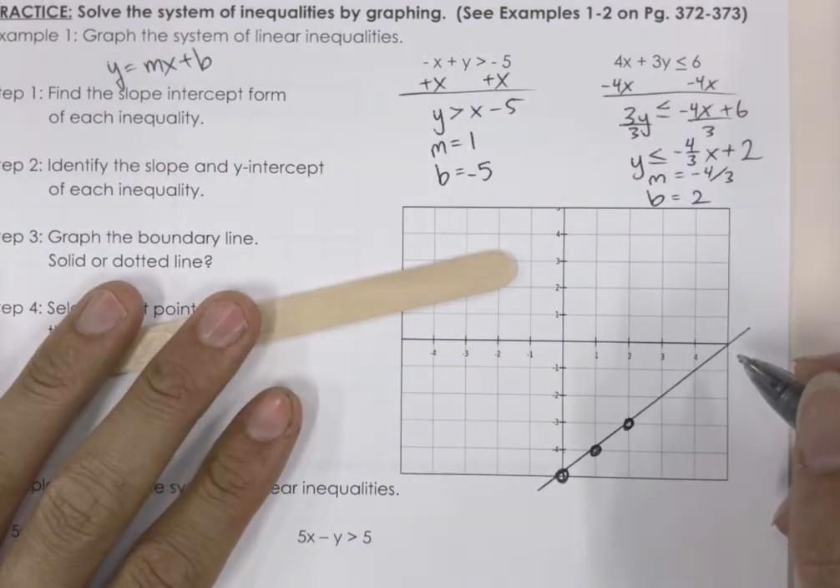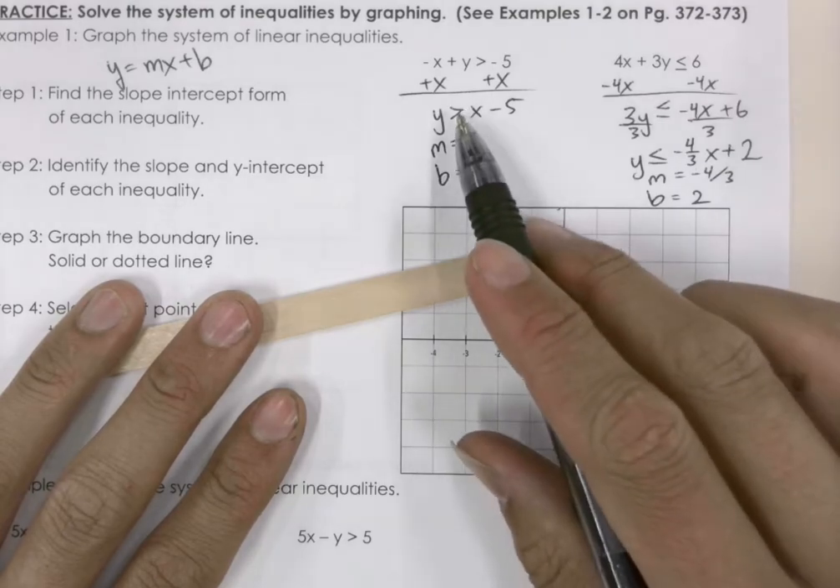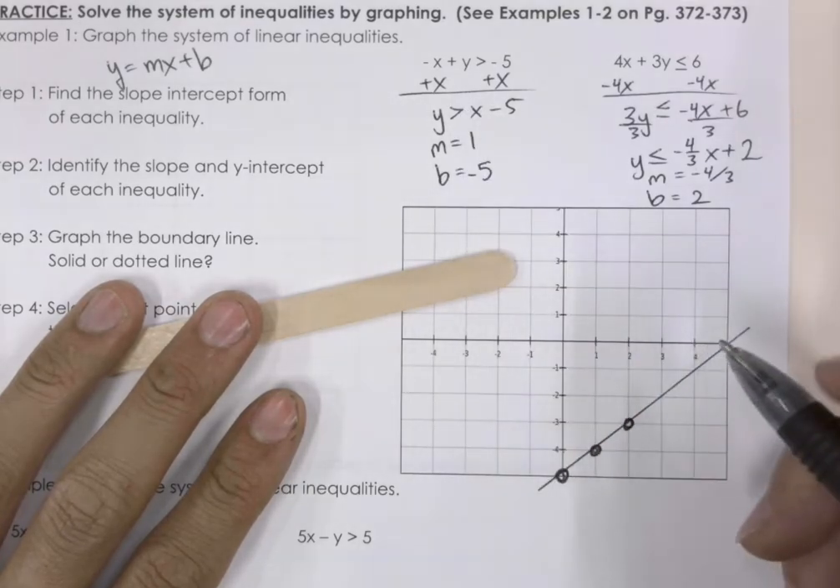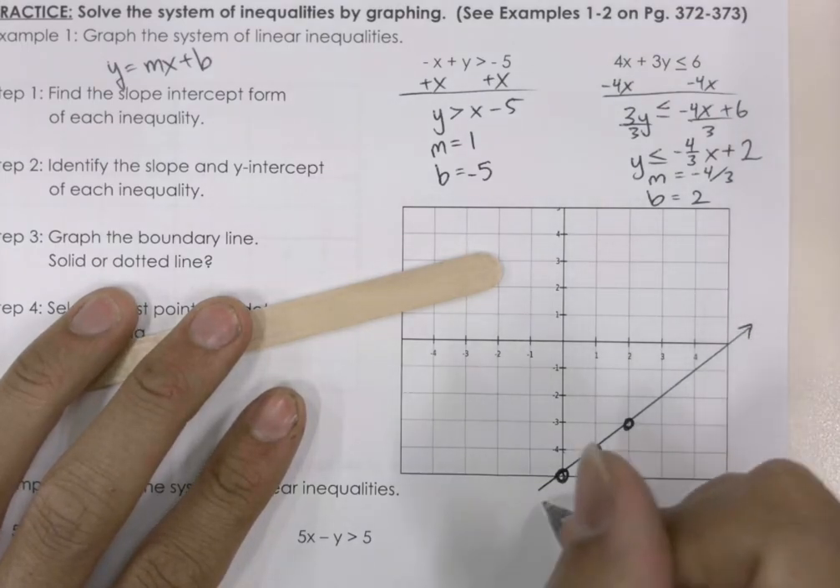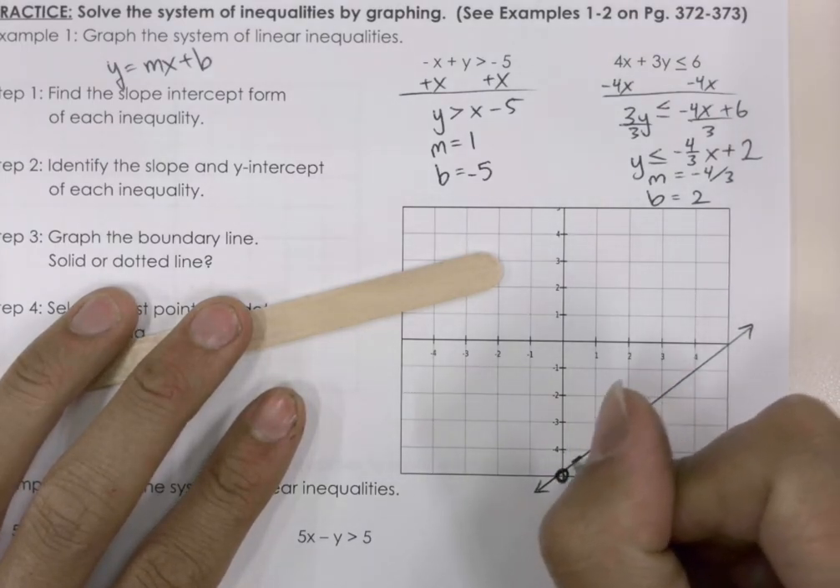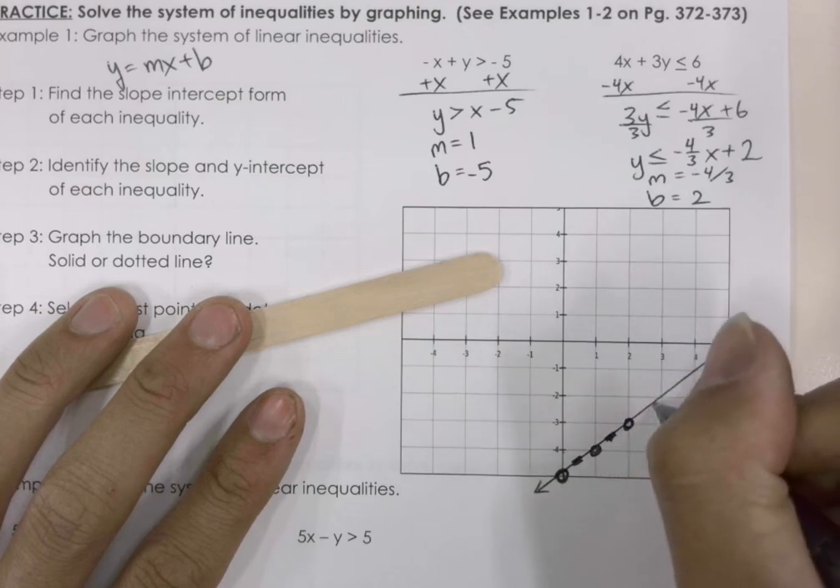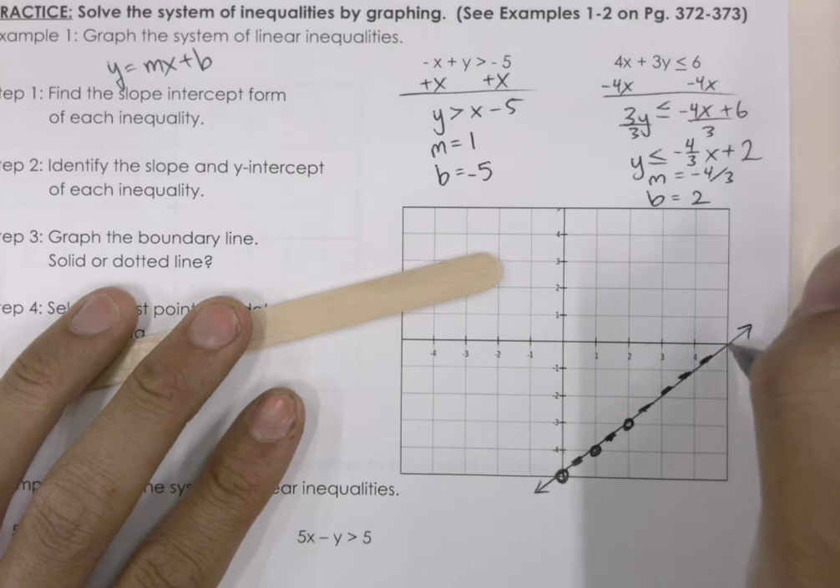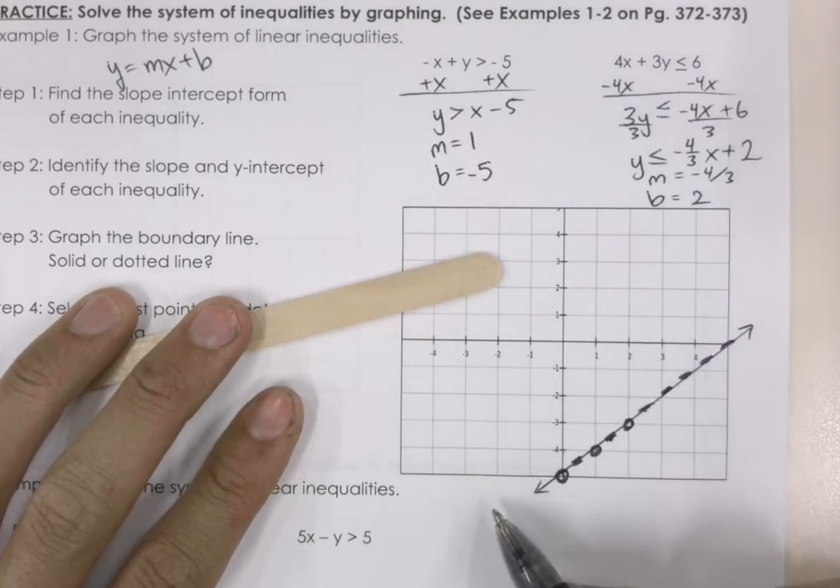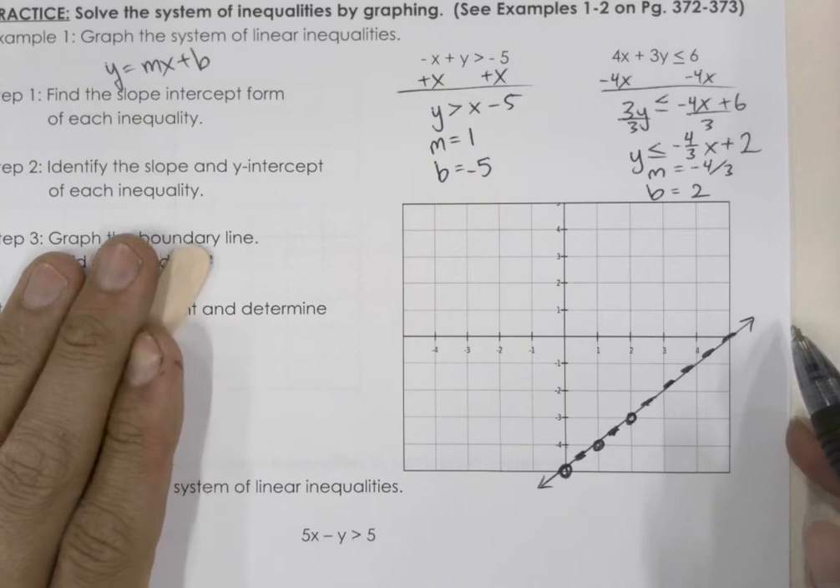Actually, I drew this incorrectly. It should be a dotted line because it is greater than, right? So this is dotted. I don't know how I could signify dotted. Maybe I could do this. So this is incorrectly drawn. This is a dotted line.